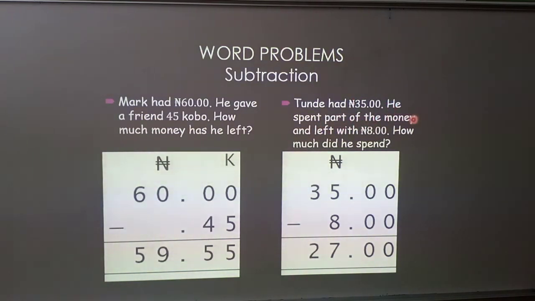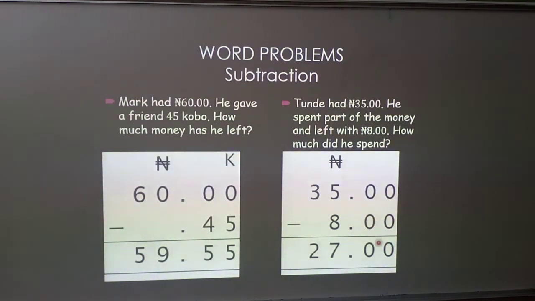Tunde had 35 naira. He spent part of the money and left with 8 naira. How much did he spend? Again, once you hear the word left, it means it's a clue word for subtraction. So you take the bigger amount and then subtract the smaller amounts from it. Both are in naira, so both 35 and 8 go under the naira column. You arrange them this way. The 8 is a single digit, so it goes under the last digit of 35, which is 5. So you arrange the 8 under 5, you arrange the 0 under 0, 0 under 0, of course.